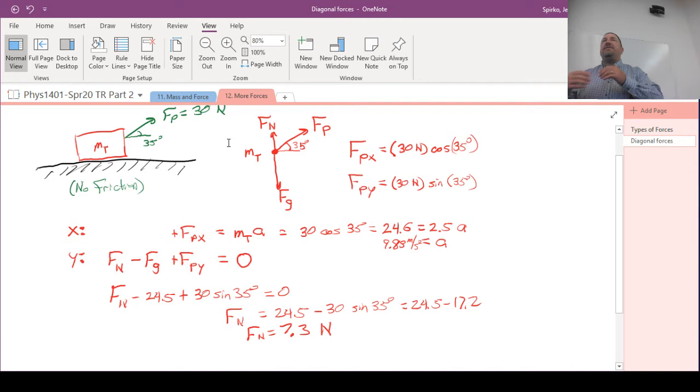So if I pull this thing 30 newtons at a 35-degree angle, then it'll stay on the ground. I know it stays on the ground because my normal force is positive, and that's what tells me that I'm still in contact with the ground. And not only will it stay on the ground, but it'll move sideways. So it'll move in the plus x direction with an acceleration of 9.83 meters per second squared, faster than the acceleration due to gravity.